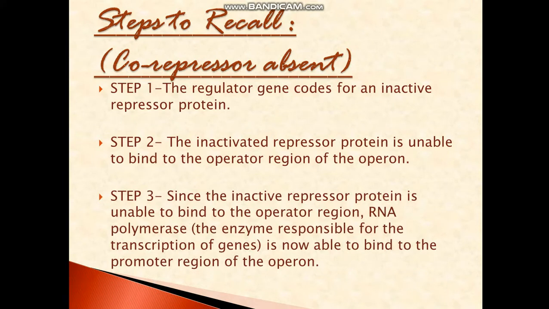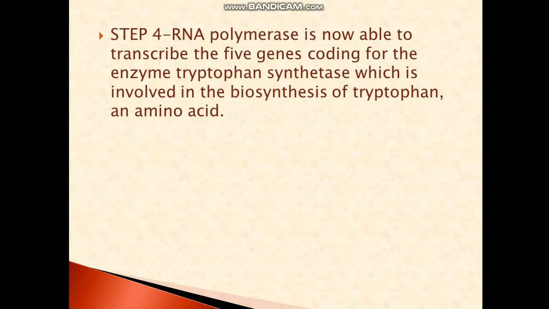Now what will happen? Since the inactive repressor protein is unable to bind to the operator region, RNA polymerase, the enzyme responsible for the transcription of the genes, is now able to bind to the promoter region of the operon. Clear? Next, RNA polymerase is now able to transcribe the 5 genes. What are the 5 genes? TRPE, TRPD, TRPC, TRPB and TRPA. These 5 genes will be transcribed and will produce the enzyme tryptophan synthetase, which is involved in the biosynthesis of tryptophan, which is an amino acid.